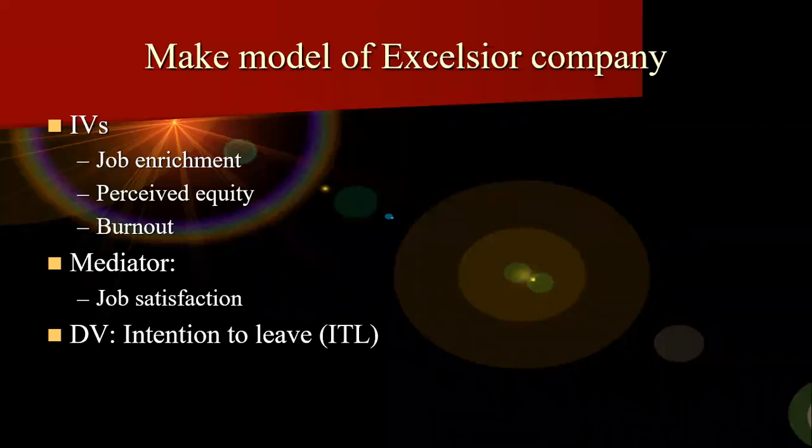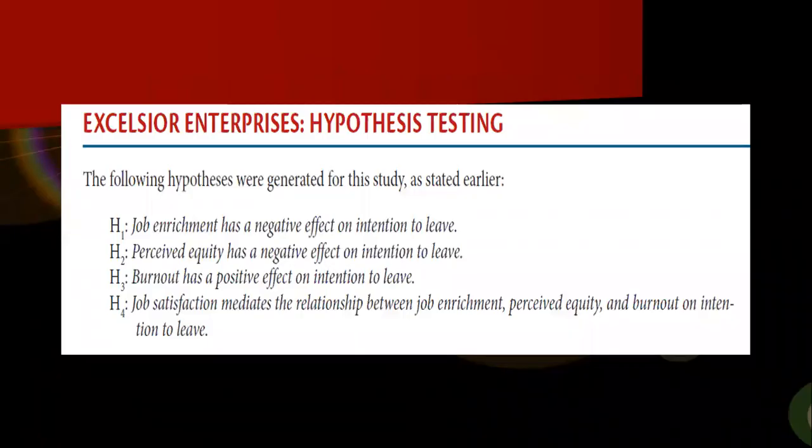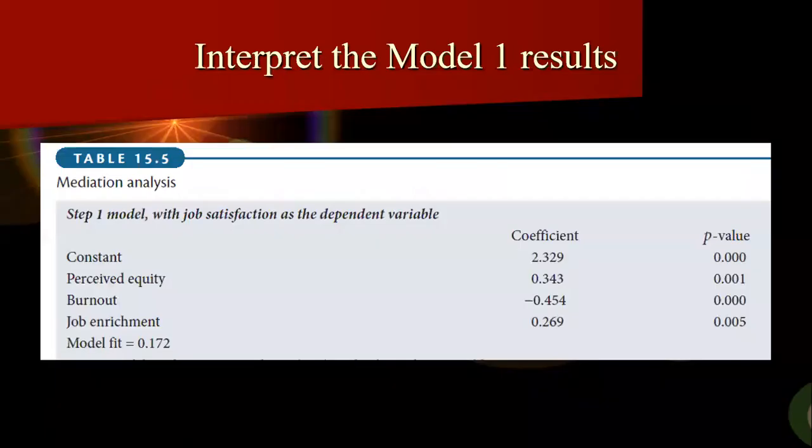For example, we already know about these variables. We have job enrichment, perceived equity, burnout. These are independent variables. Job satisfaction is a mediating variable. Intention to leave is the dependent variable. And based upon the literature review, we have generated these four hypotheses. And after collecting the relevant data through the questionnaire, this regression analysis is basically generated.